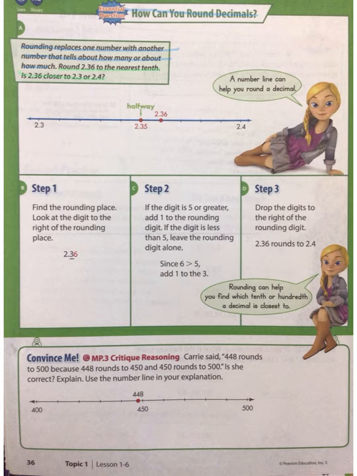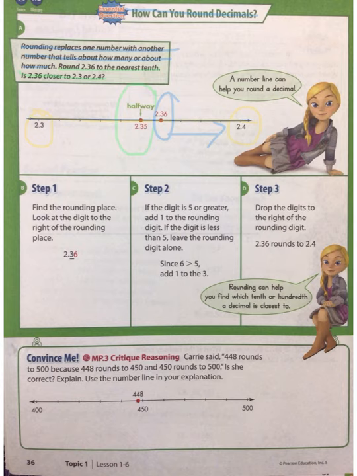Well, if we're going to look at our number line right here, I'm going to highlight it in yellow. We have 2 and 3 tenths right here, and we have 2 and 4 tenths right here. And we are going to round 2 and 36 hundredths. If we look to see what is halfway, it is 2 and 35 hundredths. 2 and 36 hundredths is right next to it. So if we look at the number line, we can see it is close to 2 and 4 tenths.